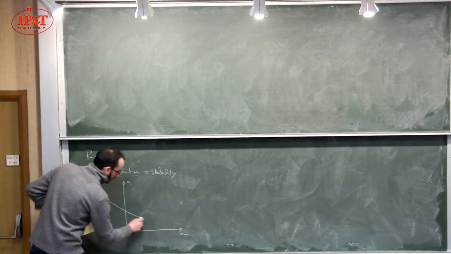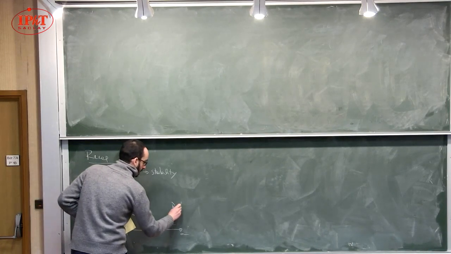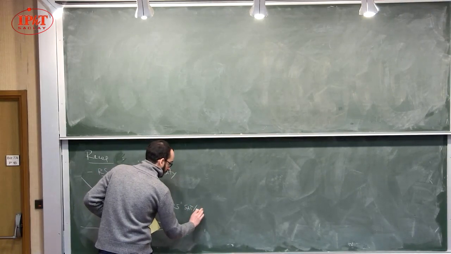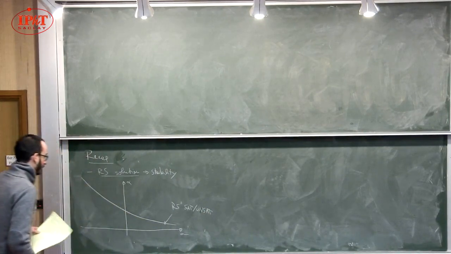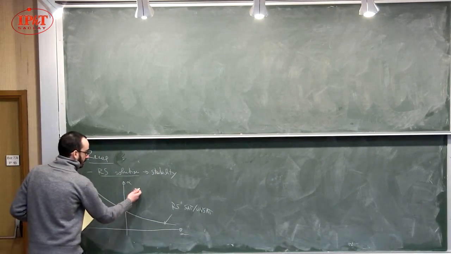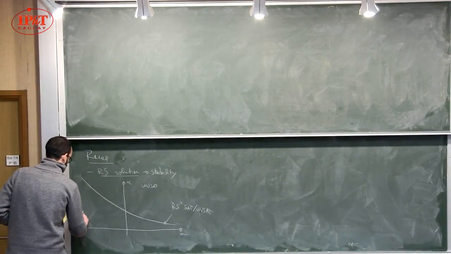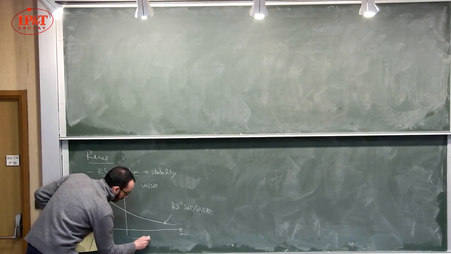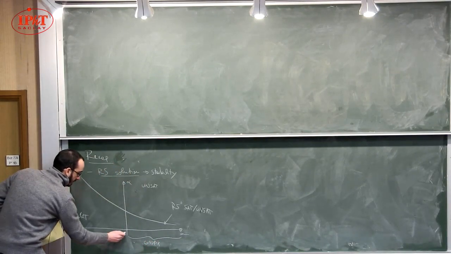So this is the replica symmetric SAT-unsat threshold. Here the problem is unsat, and here it is sat. This is the convex regime, and this is the non-convex regime.